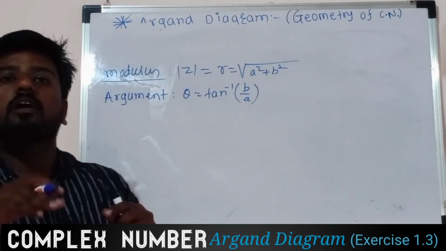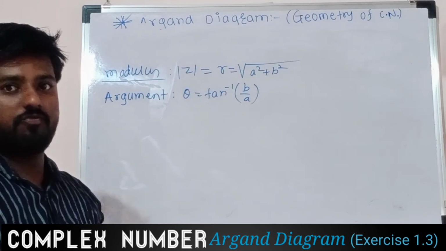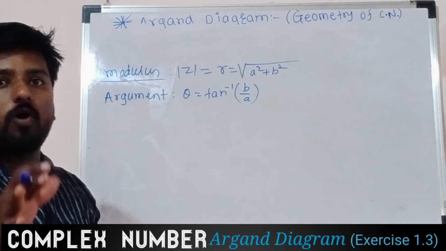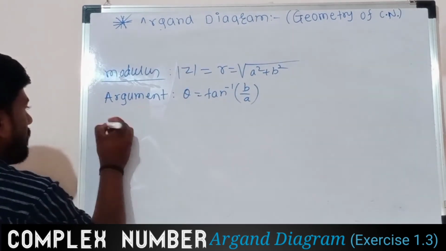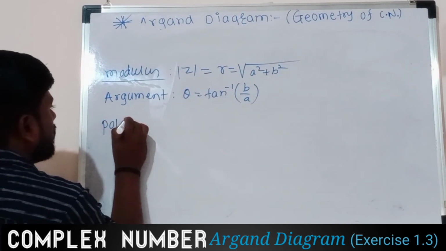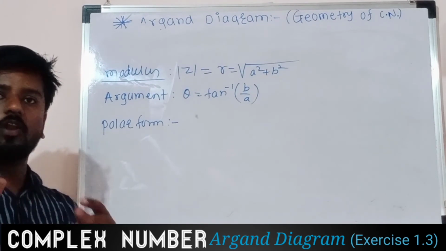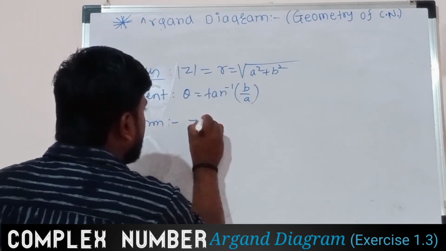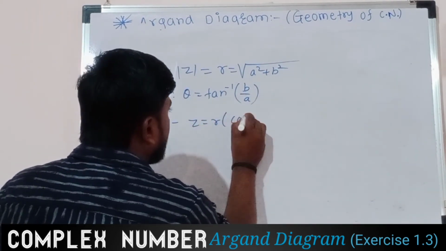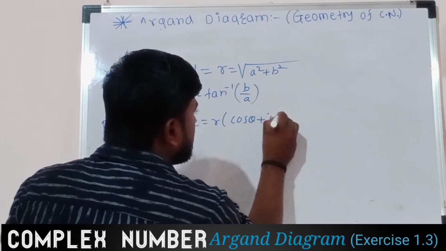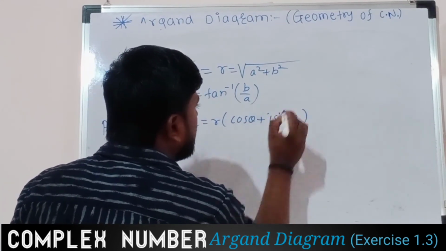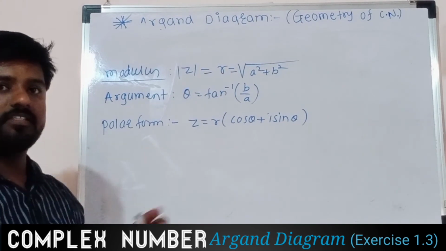Next, in the third point, what have we seen? We have seen the polar form of a complex number. So what is polar form? Polar form is nothing but z equals r (cos theta plus i sin theta), right? So students, it is a very simple part.